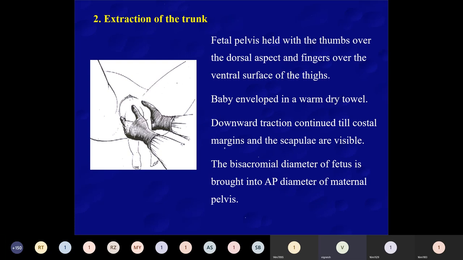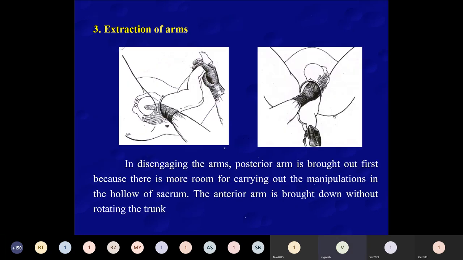See, extraction of the trunk should be like this. And the two fingers should be placed at the sacrum. Otherwise, you can cause dislocation. So, extraction of the arms can be done. So, the breech is delivered. If there are hyperextended arms, they can be delivered by flexing the limbs and then delivering. So like this, one arm is delivered, next is the right arm. Both arms are delivered.